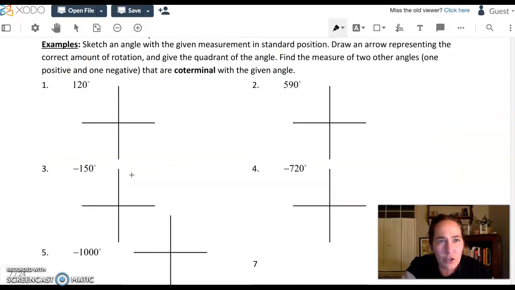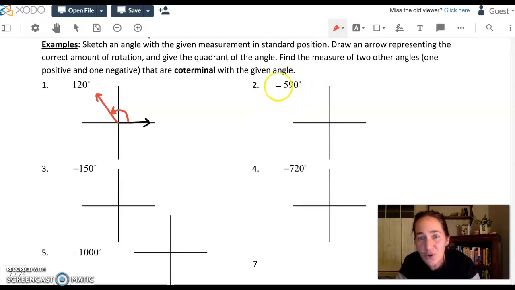A couple of these I want to try and sketch. 120 shouldn't be too tough. Put your initial side on the positive x-axis, and I don't need this to be exact because I'm not having you pull out a protractor. What I need is for the terminal side to be in the correct quadrant and that we draw a little arrow to represent the correct amount of rotation. So with 120 degrees, you haven't gone too far past 90, right? But you're not quite to 180. This would be a quadrant 2 angle, a 120.